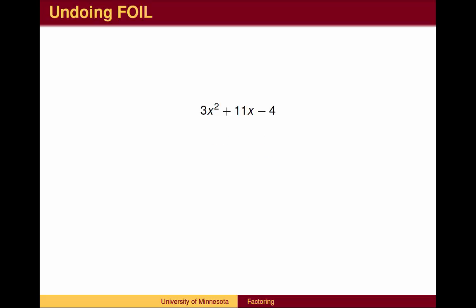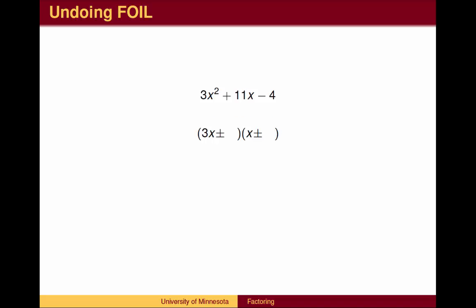In most cases, when we use the FOIL method, the middle terms combine. We then need to figure out how to split the middle term, in this case, the 11x. Unfortunately, there is no hard and fast rule. The best we can do is make a list of the ways the first term and last term can be factored, and then check if the middle term is correct.